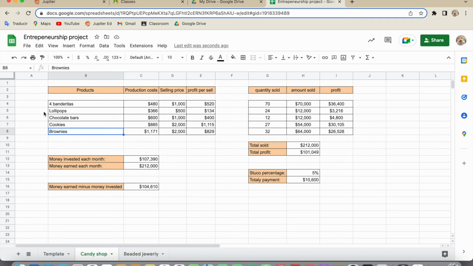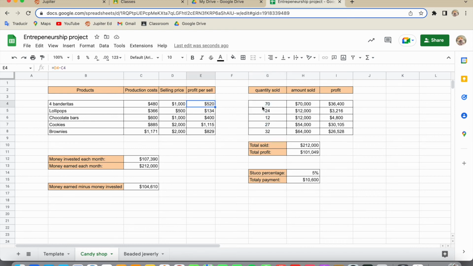This is based on the costs I used when I personally sold banderitas and gomitas and all of that. So here are the production costs for each of the things I would sell. This would be the selling price I agreed to sell at. This would be the profit per sale of each product. Here's the quantity sold, like the banderitas I was talking about before. I know that the packet would cost 1,000 pesos and the profit per sale would be 520 pesos.